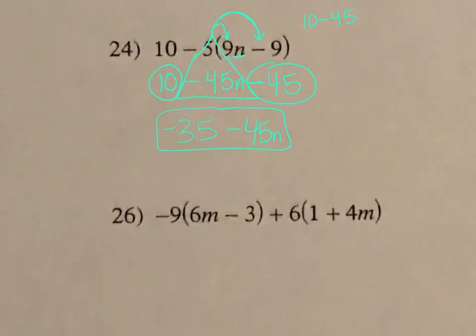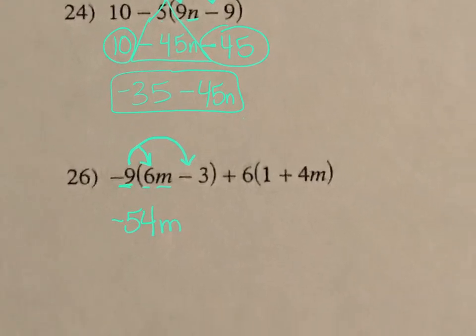Okay, this one's kind of ugly, and I don't think there's any this quite this ugly on your quiz, but same thing. I'm going to multiply. I'm going to distribute this 9 to everything on the inside of that parentheses. So negative 9 times 6 is negative 54, and that had a variable on it, so I'm going to include that. Then negative 9 times negative 3 would be a positive 27.